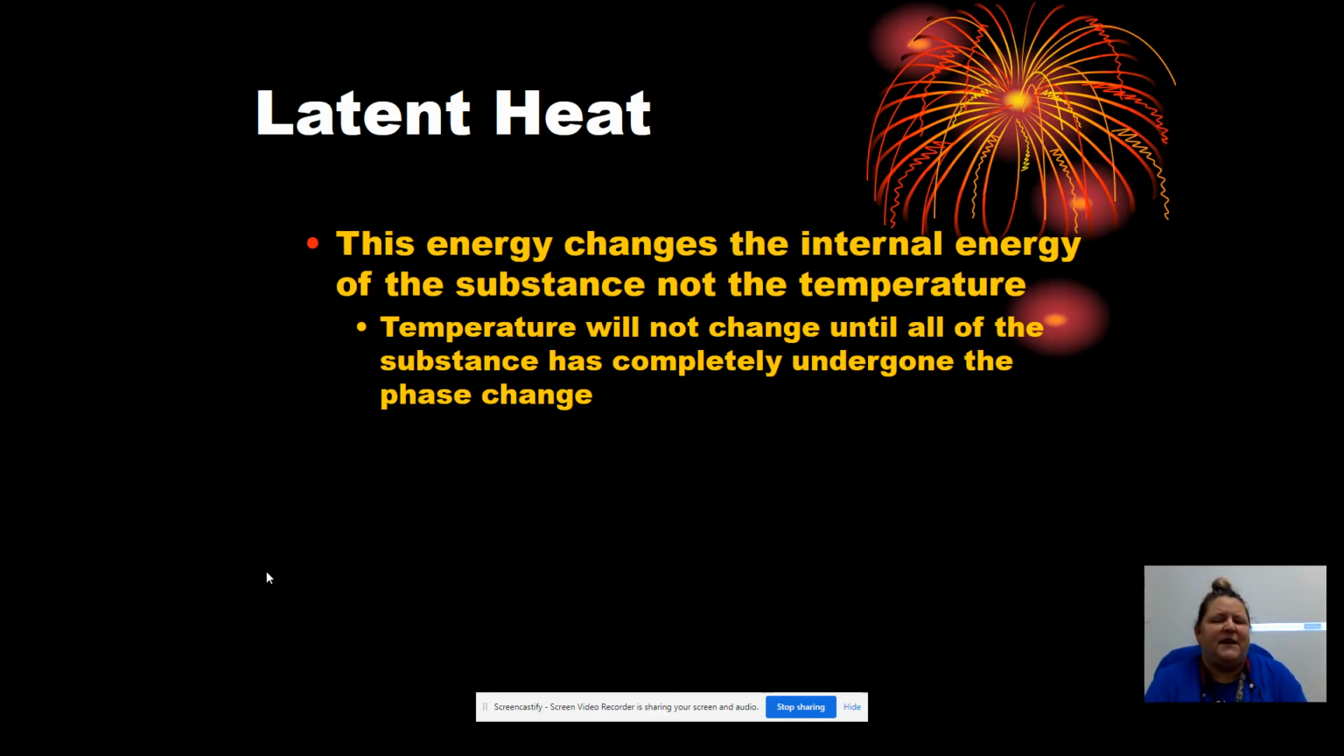This energy change is changing the internal energy. If you have an ice cube and you supply heat, you're changing the structure of the ice. You're breaking bonds. The temperature will not change until all of the substance has completely undergone a phase change.